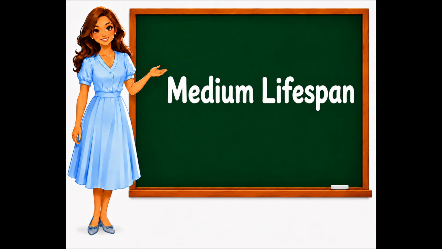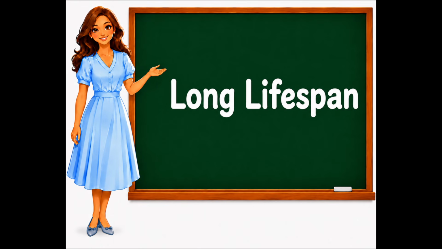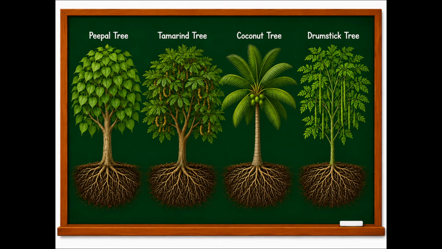Medium lifespan: rose, orange, jujube, which in Hindi is known as bor, pomegranate, all these live for several years. Long lifespan: trees like peepal, tamarind, coconut, drumstick, all these live for many years. In fact, banyan can sometimes live for hundreds of years.